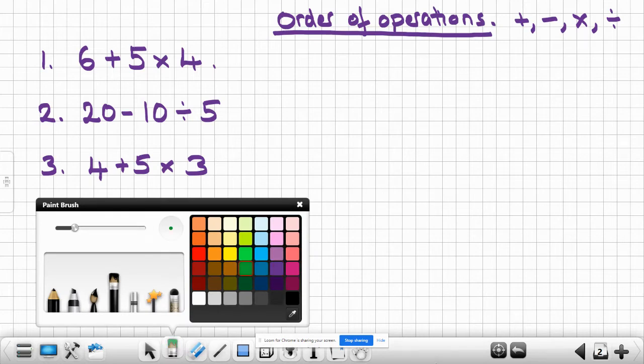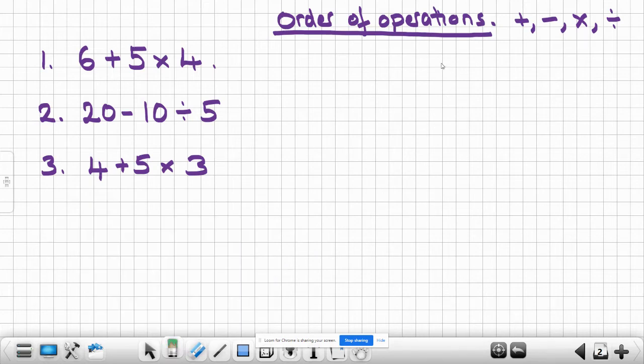I'm going to just change colour to make it stand out. We always deal with brackets first. Now, there aren't any in these three examples, but we will go on to look at that. Second, we would deal with indices. So that's when you've got a power of something. And again, we'll come back and look at that.